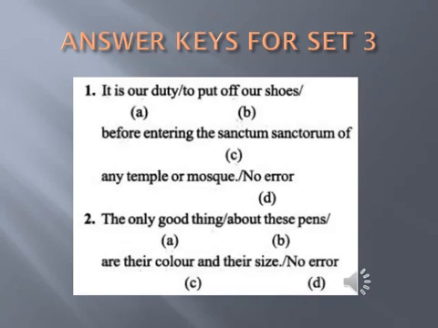What is the answer here? Answer is C. Why is the answer C? Remember that you have to find out the real subject. Now the helping verb, which is the main verb here, is not referring to pens. The only good thing is their color. So you have to find out the real subject, and it is referring back to thing. The only good thing is their color and their size. So the only good thing about these pens is their color and their size.